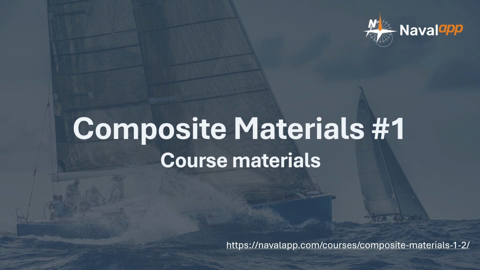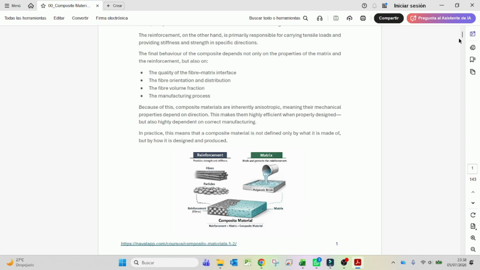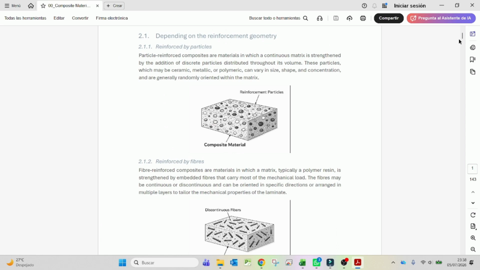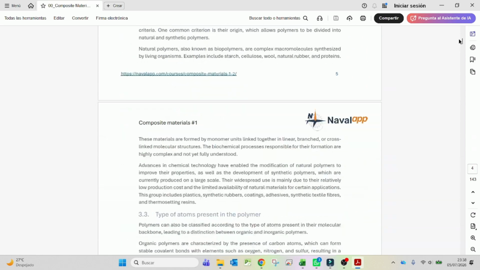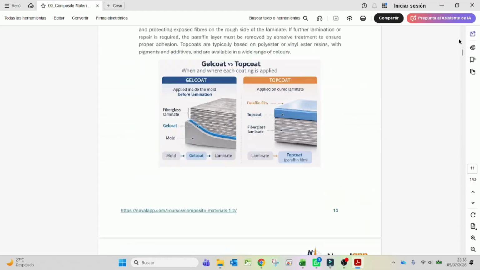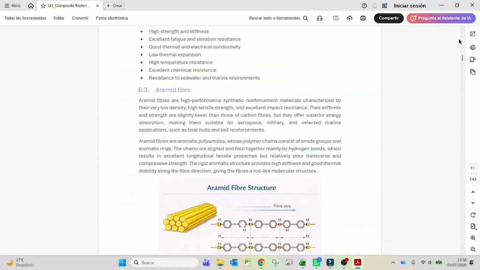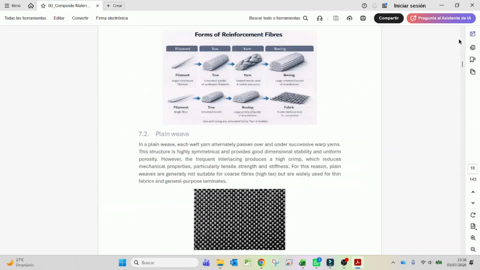Before we finish, I would like to briefly explain the course materials that are included with your Naval App Access. Throughout the course, you will find a PDF for every lesson. These documents contain the key concepts covered in the videos, together with the main figures, diagrams, and explanations discussed during each topic. The materials are organized lesson by lesson, making it easy to review a specific subject whenever you need it.